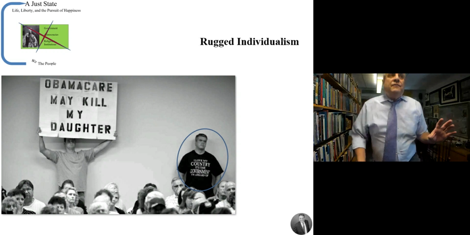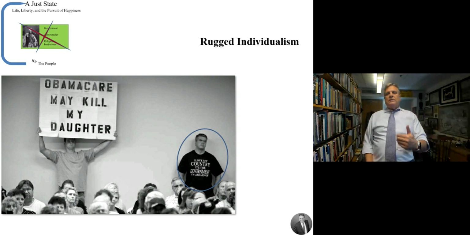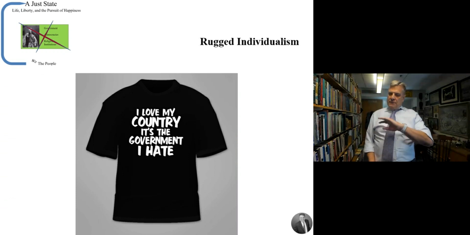Unlike most of the rest of the world, we have a very clear distinction here between our government and our country. This gentleman is wearing a t-shirt that I actually own. I bought this t-shirt in the great state of Maine, a state full of maniacs where they believe in limited government. I love my country, it's the government I hate.